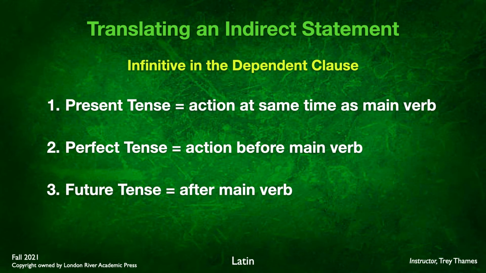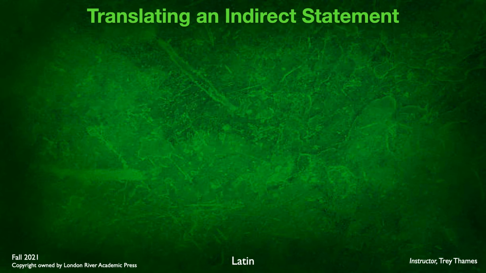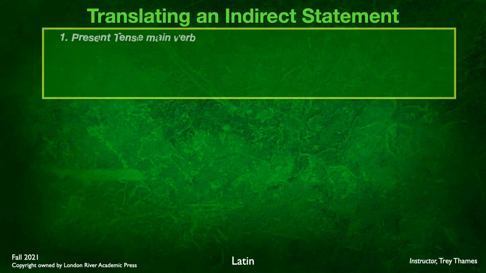So if you remember our chart here, this works true for infinitives as it did in the participles. The present tense infinitive will be action happening at the same time as the action of the main verb. A perfect tense infinitive will be taking place before the action of the main verb. And then a future tense infinitive will be happening after the time of the main verb. So let's take a look at this in practical expression here.